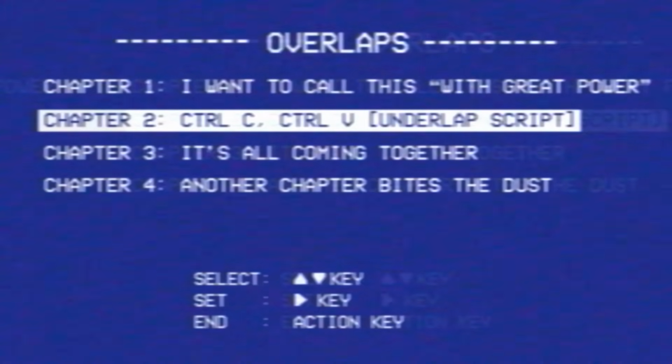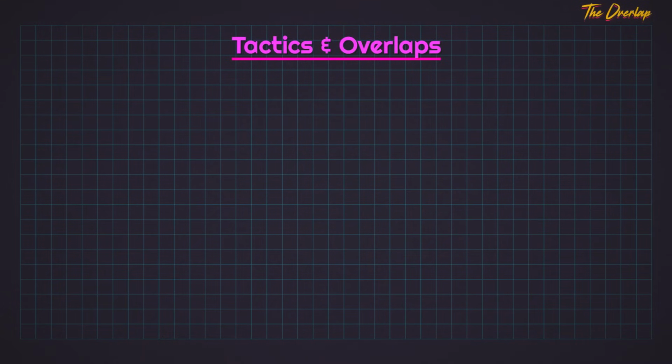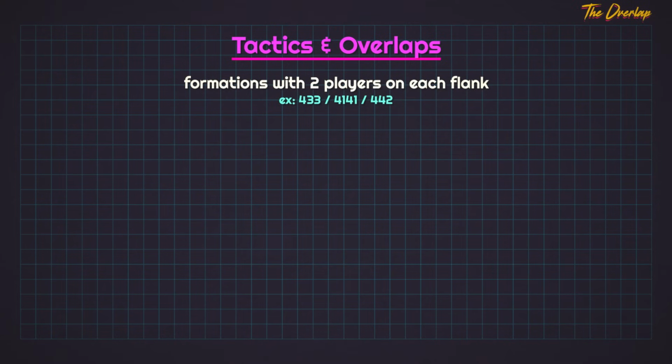Now that we know what an overlap is, in the next section we'll talk about how to create one. Much like creating underlaps, I find that formations with two players on each flank to be the most effective. Ones like the 4-3-3, 4-1-4-1, or the 4-4-2.